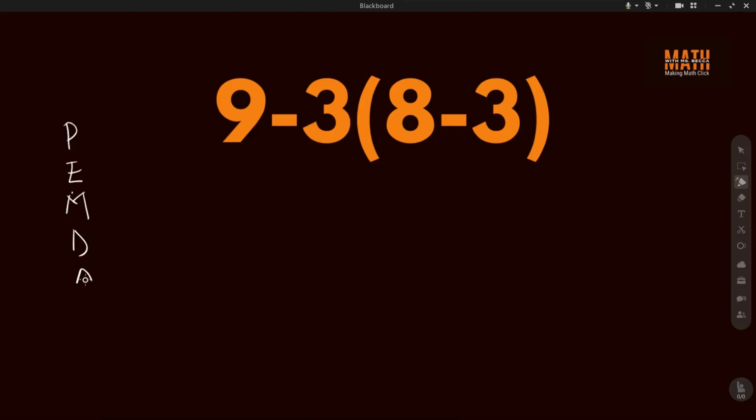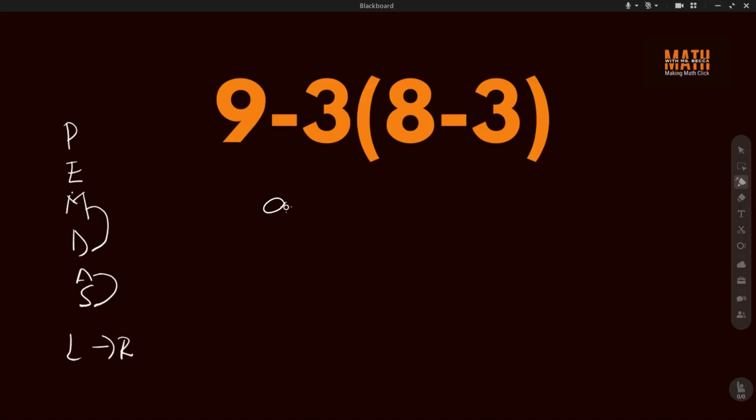Remember PEMDAS? In PEMDAS, multiplication and division are of the same priority, and then addition and subtraction are also on the same hierarchy. That means whenever division and multiplication appear, you solve from left to right. Now let's fix it and solve it the proper way.